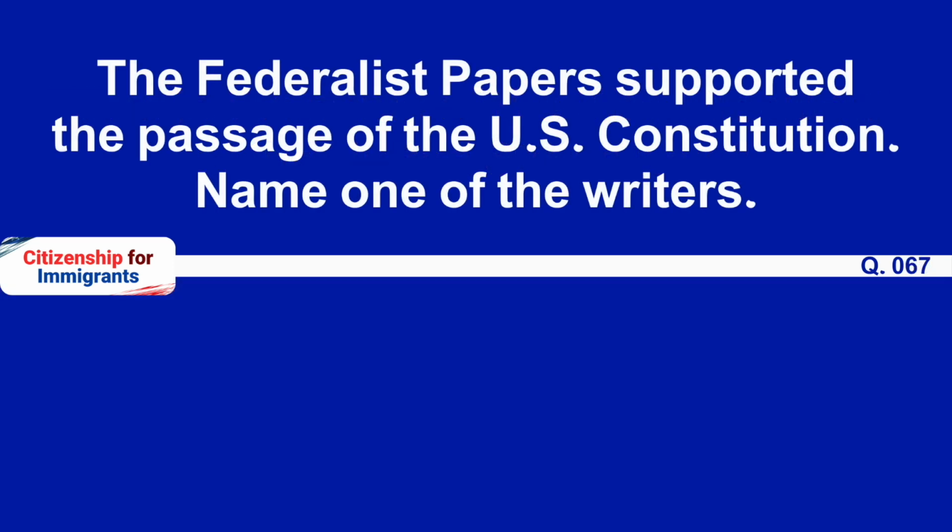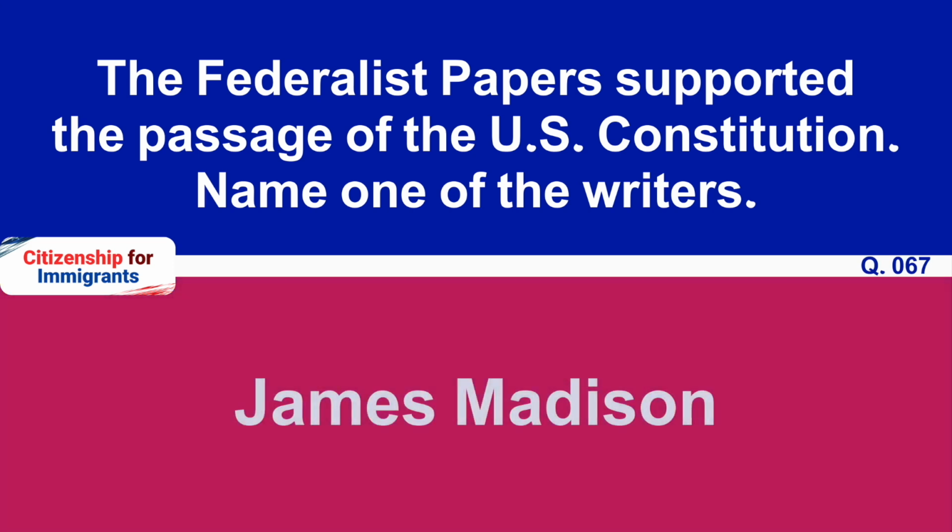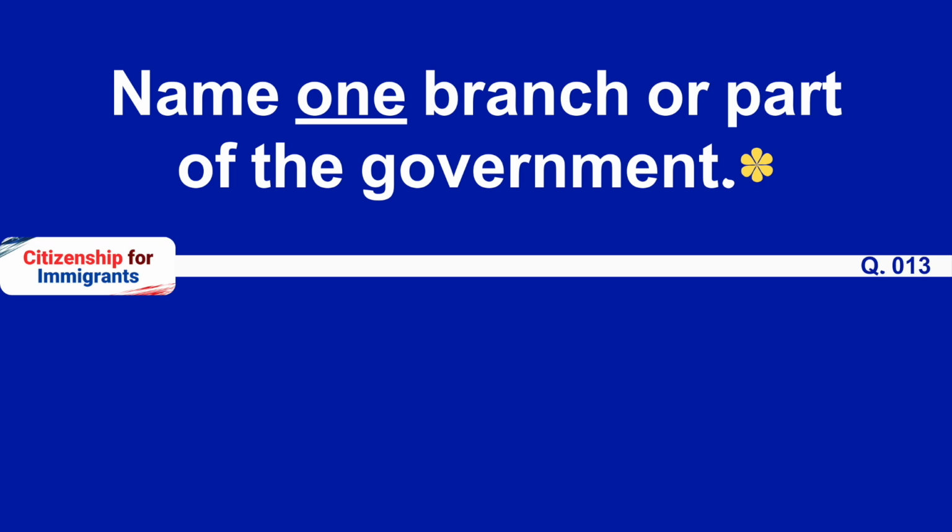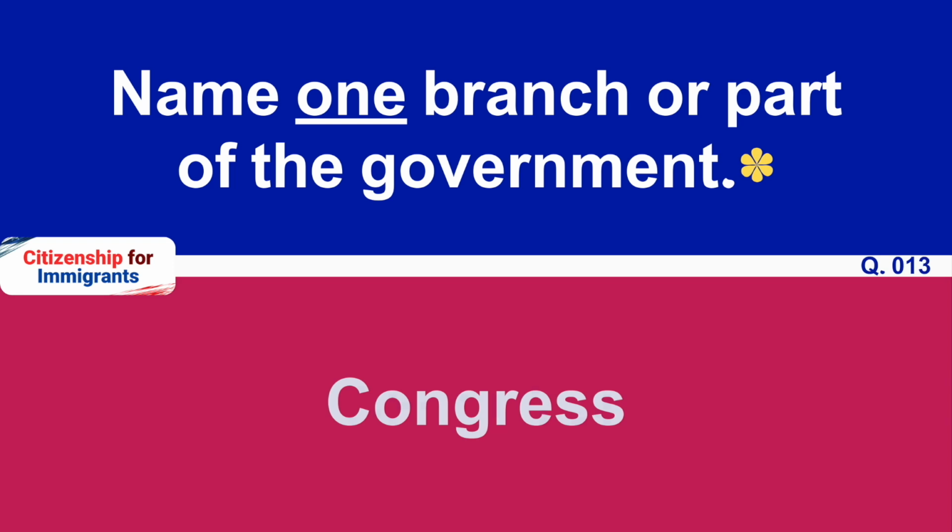The Federalist Papers supported the passage of the U.S. Constitution. Name one of the writers. James Madison. Name one branch, or part, of the government. Congress.